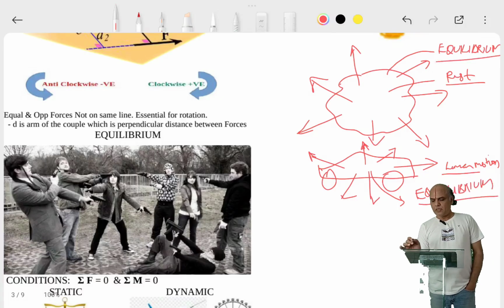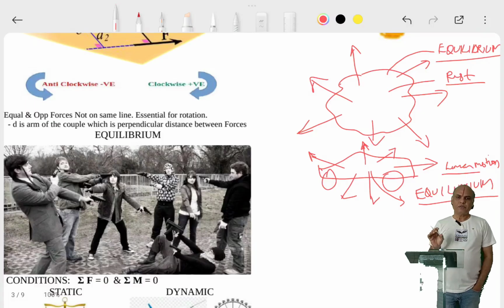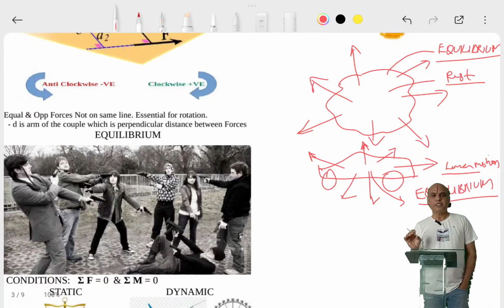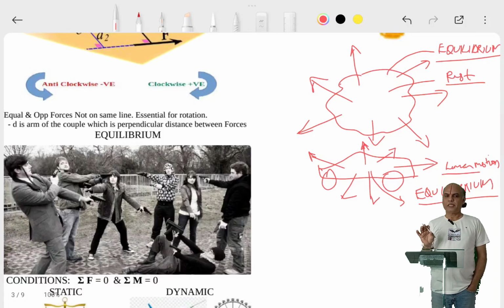Thus, when a set of forces is acting on a body but doesn't change its state of rest or state of motion, then such a body is said to be in equilibrium despite the action of that set of forces.